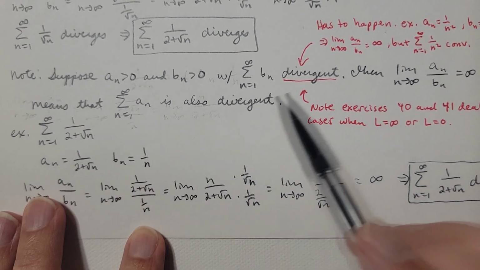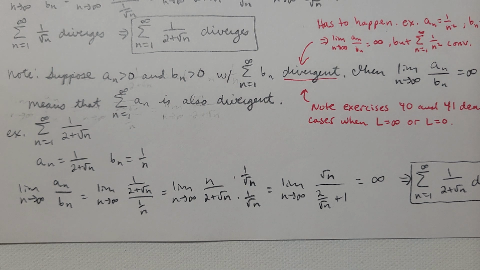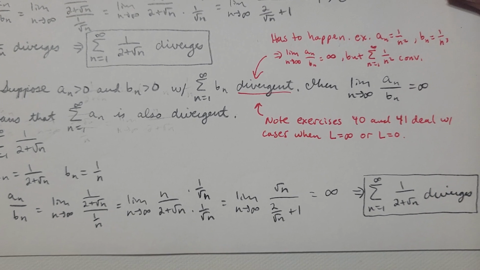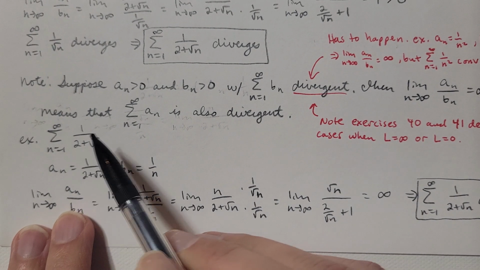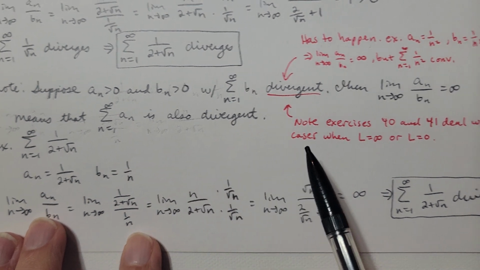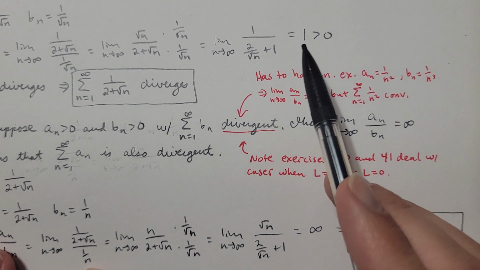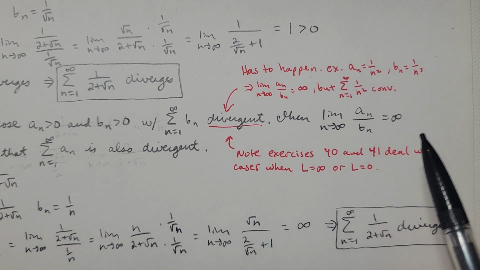There's a note there next. It says, suppose that the two sequences are positive with the sum as n equals 1 to infinity of b sub n divergent. Okay, then the limit as n approaches infinity of a sub n over b sub n equals infinity. That also means that the sum as n equals 1 to infinity of a sub n is also going to be divergent. So it's not necessarily that you're going to have some positive number. You could have infinity also.